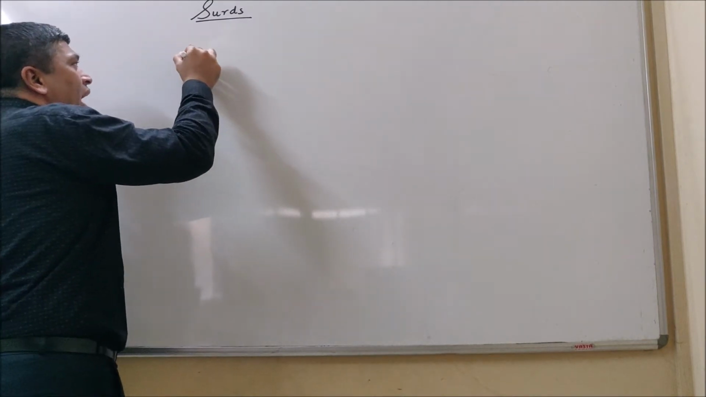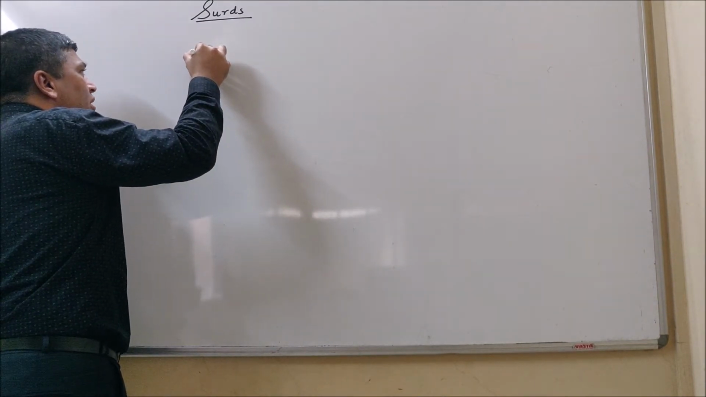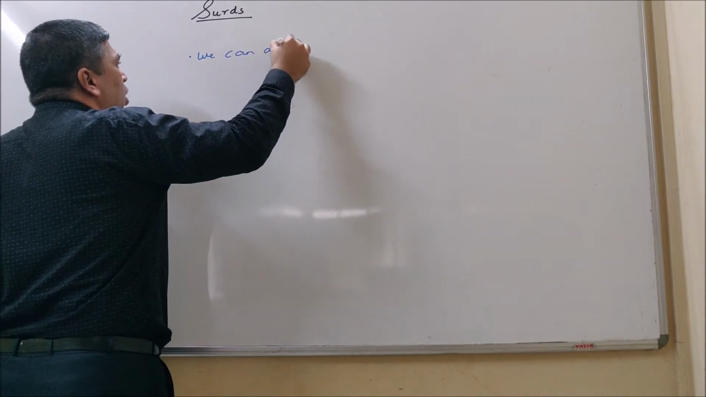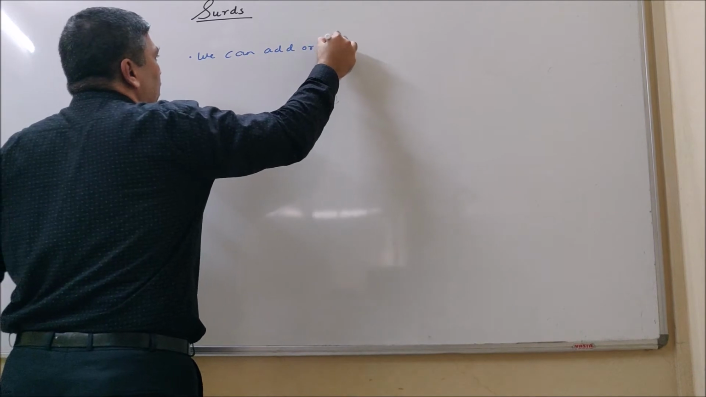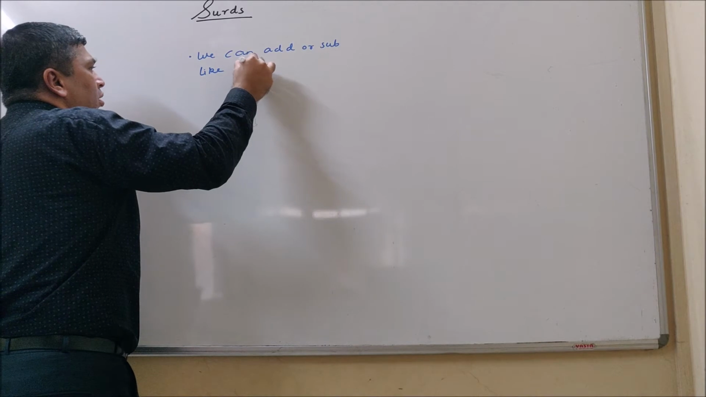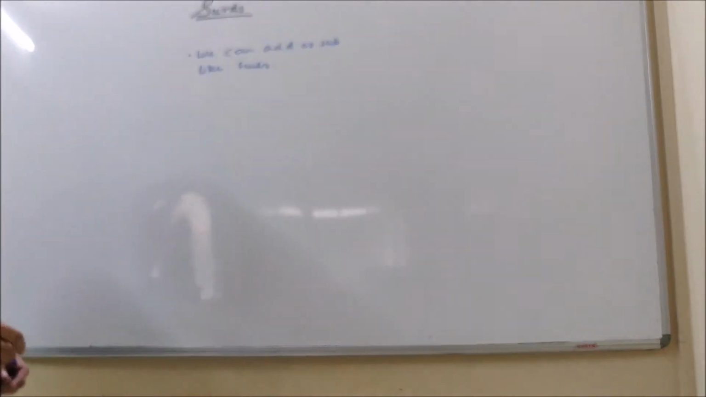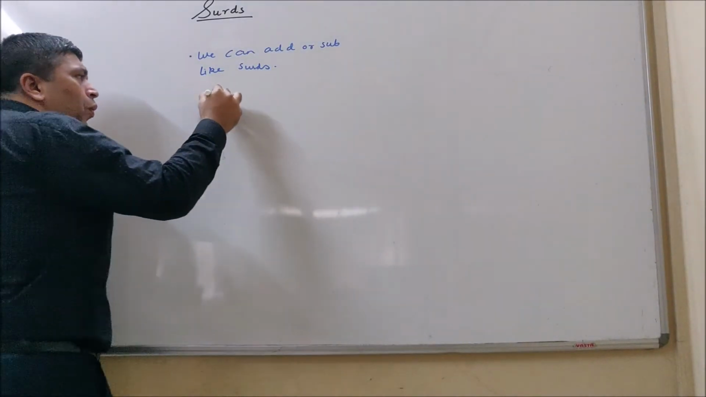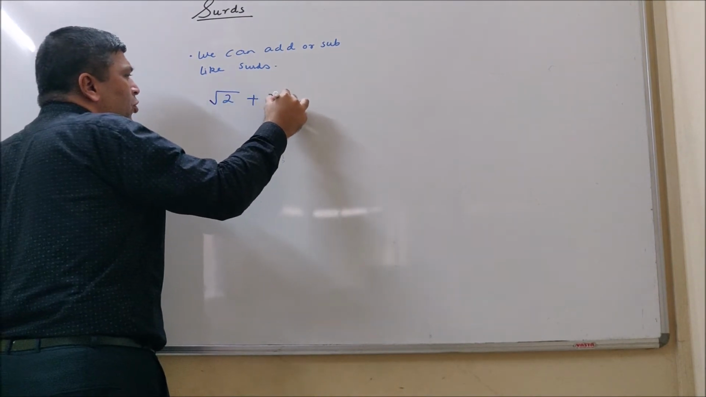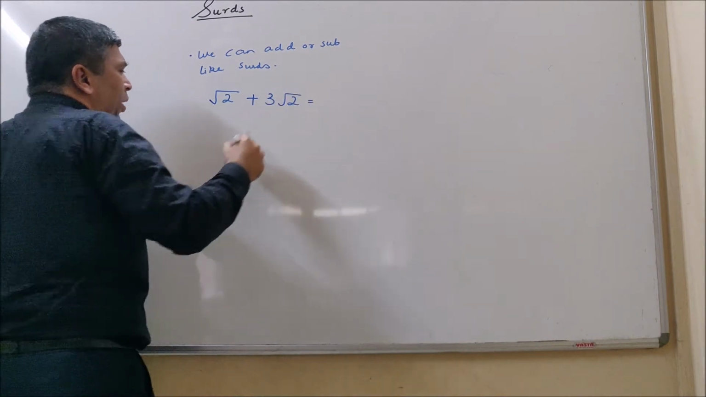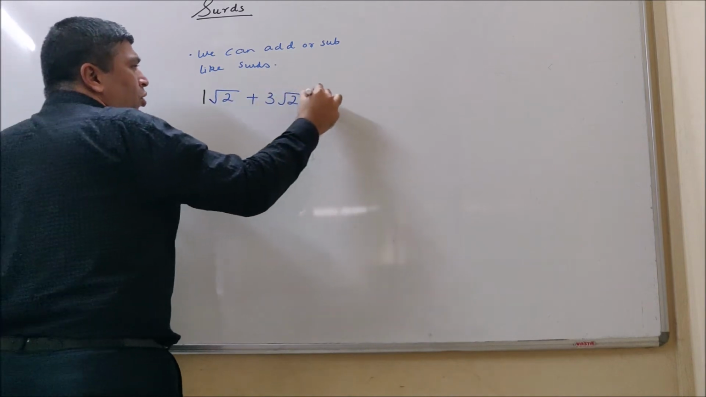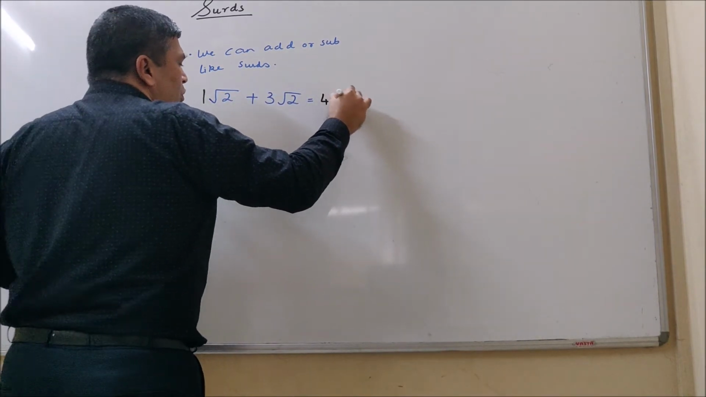We can add and subtract like surds. Now, what are like surds? For example, root 2 plus 3 root 2 will become 4 root 2, because there's a 1 out here, so it will be 4 root 2.